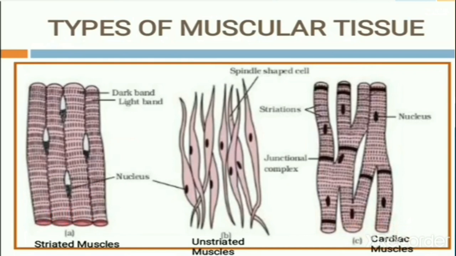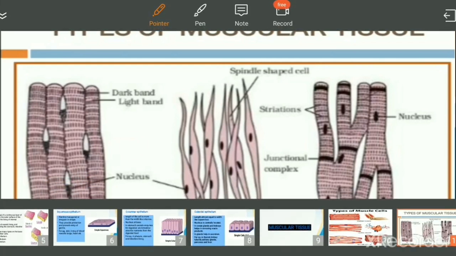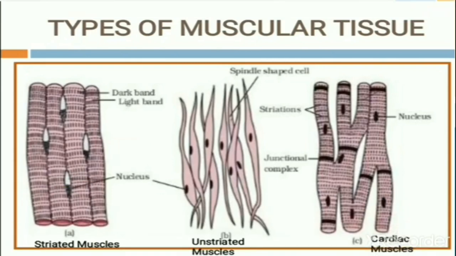What is the meaning of striations? Striations means the black and white colored bands, which are called striations. Those light and dark bands in the voluntary muscles are due to the presence of a special type of protein called actin and myosin. And what do they do? They contract and relax, due to which our muscles move. And when the muscle moves, the muscles attached to the skeleton also move the skeleton.